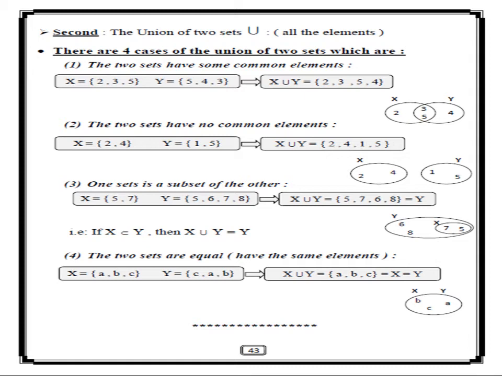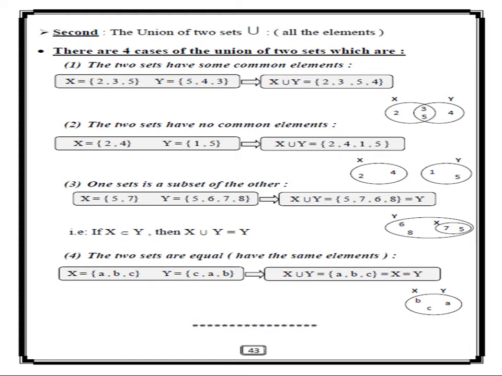We have four cases of the union of two sets, as we have four cases for the intersection. So case number one, if the two sets have some common elements, x equals {2, 3, 5}, y equals {5, 4, 3}. If I represent them by the Venn diagram, there is an intersection part between them where they have common elements 3 and 5. But here I need the union, which means we are going to open our bag and collect all of the elements in the two sets without repeating. So here my elements of the union are 2, 3, 5 and 4.